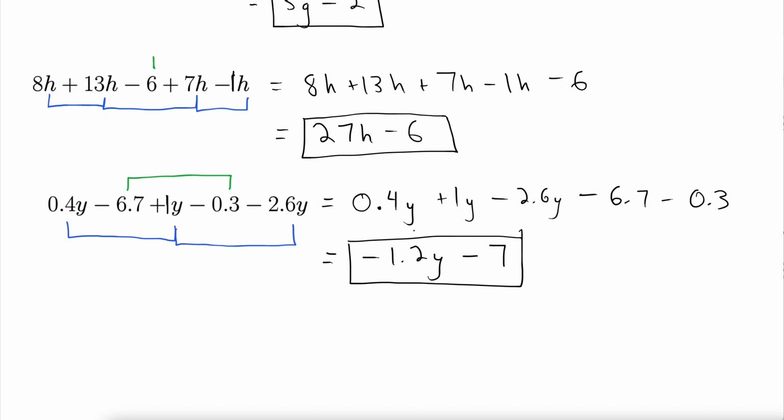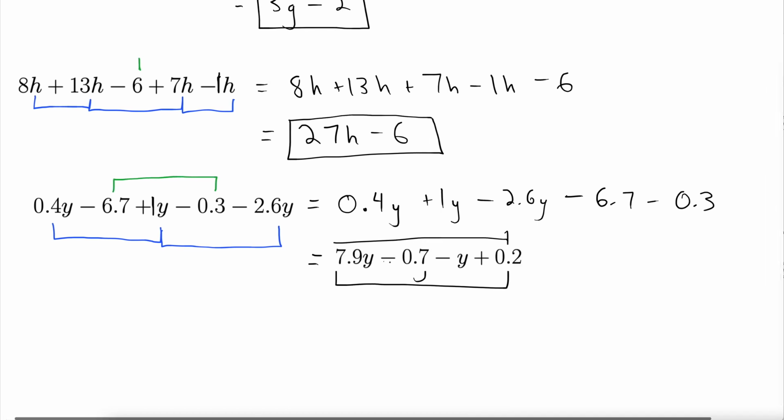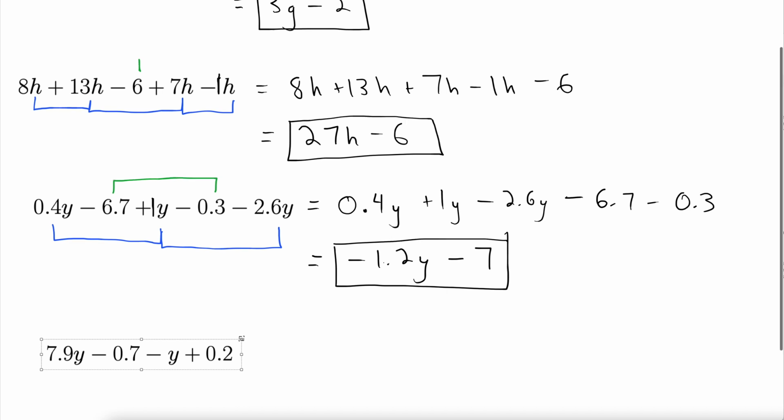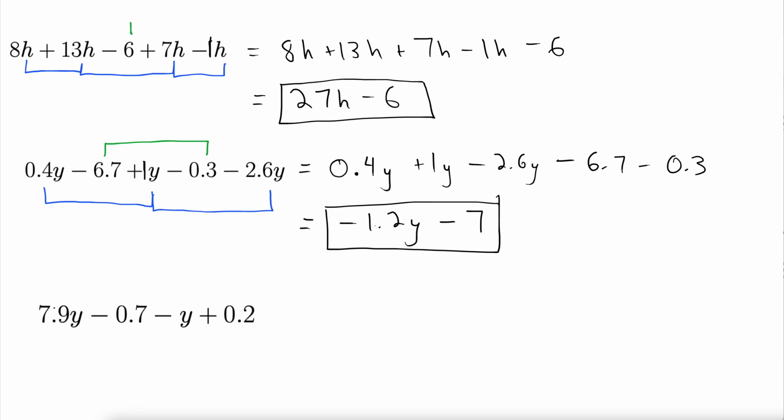Okay, so now here's one for you to try. Give this a shot. You've seen a couple of these worked out. So try one on your own here. This one is for you to try. 7.9y minus 0.7 minus y plus 0.2. Pause the video and try that on your own.